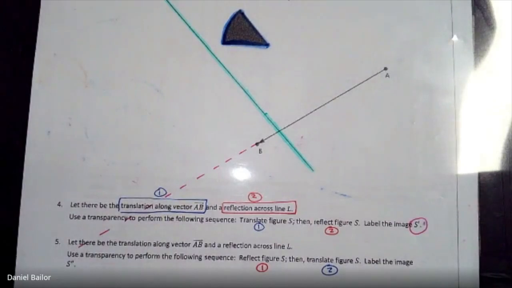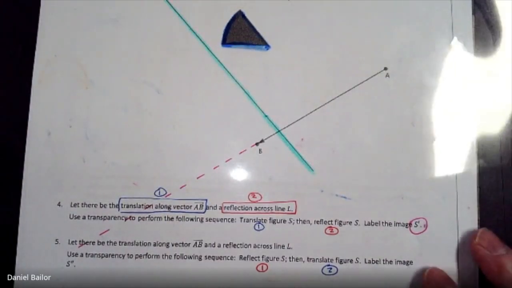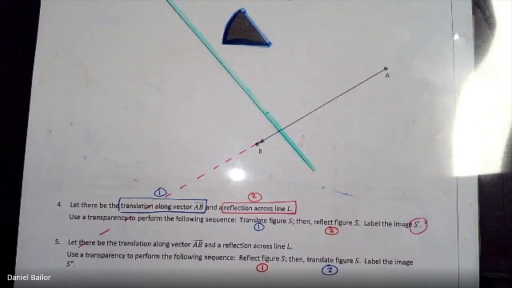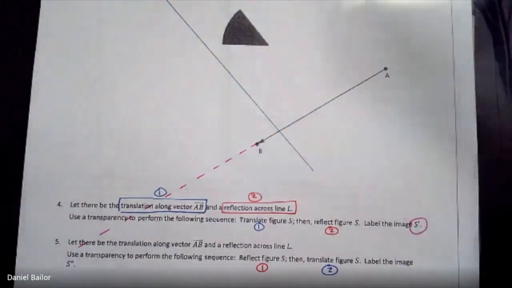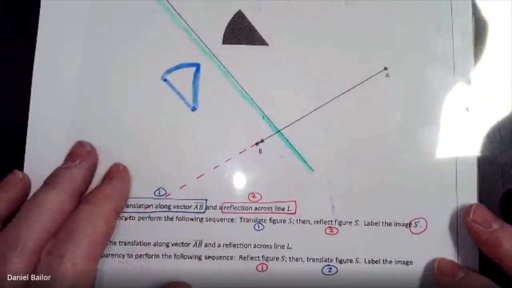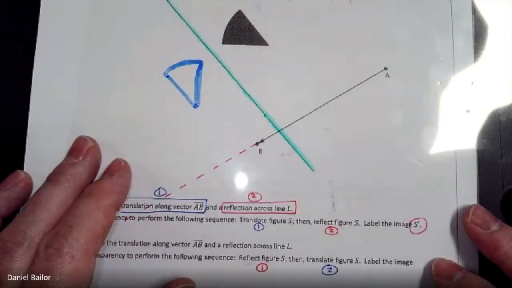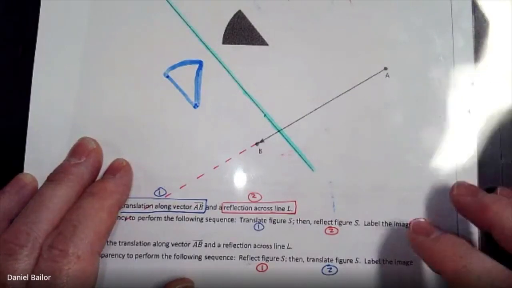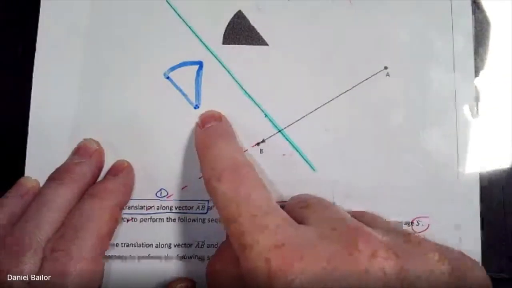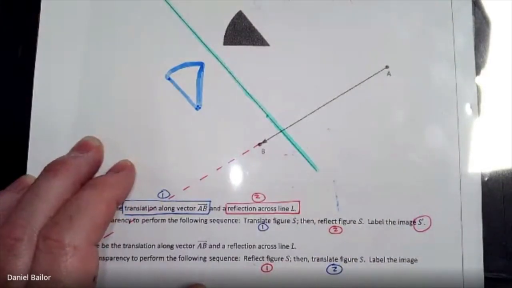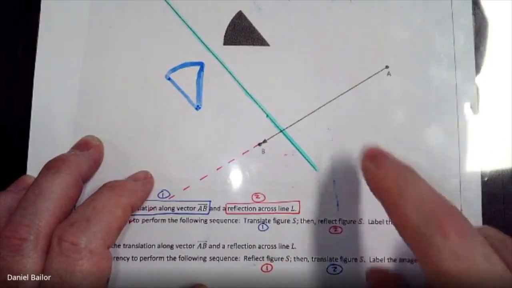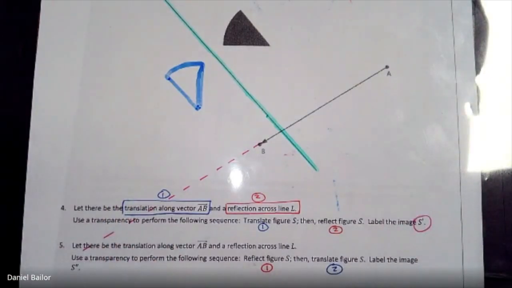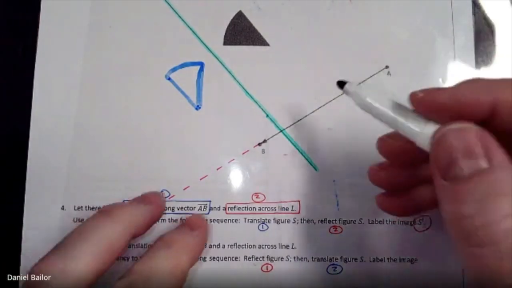And this time number 5 says reflect first, and not translate first, reflect first. So with me, let's reflect and flip our transparencies over. And after you reflect, that's what it should look like right there. The figure moved. Now, after we reflect, step 2 is translate with AB. So I need AB this time.